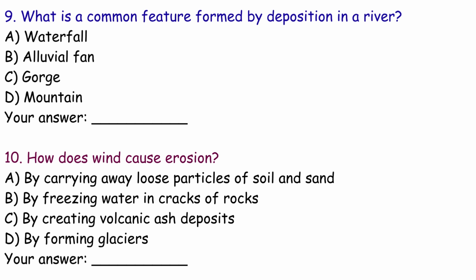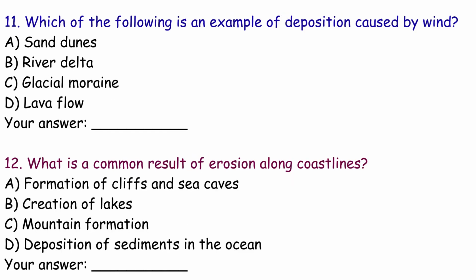10. How does wind cause erosion? A. By carrying away loose particles of soil and sand. B. By freezing water in cracks of rocks. C. By creating volcanic ash deposits. D. By forming glaciers. Your answer. 11. Which of the following is an example of deposition caused by wind? A. Sand dunes. B. River delta. C. Glacial moraine. D. Lava flow.